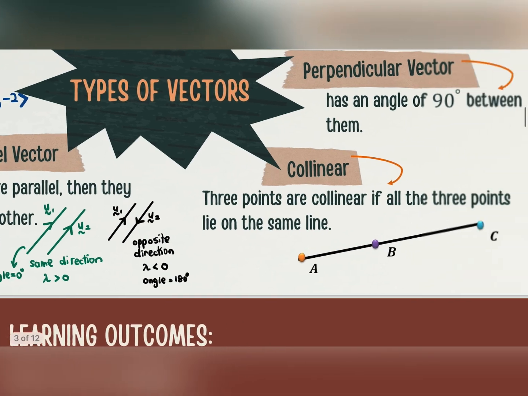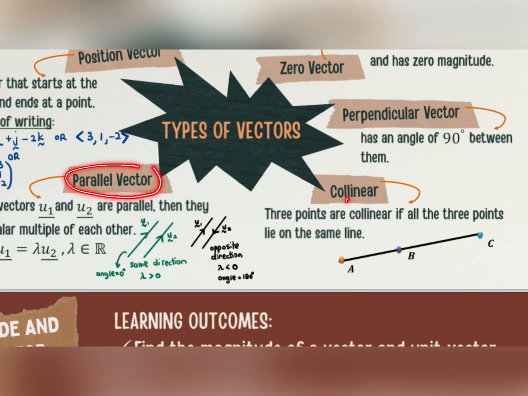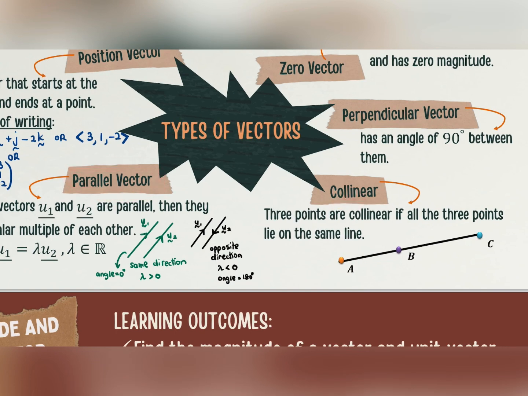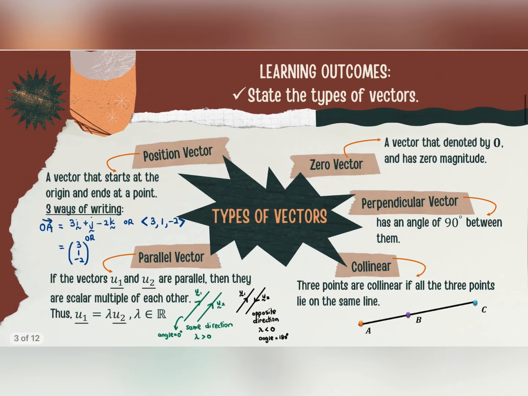Another one type of vector is known as a collinear vector. So collinear vector, apa maksud dia? 3 points are collinear if all the 3 points lie on the same line. So collinear ni sebenarnya dia lebih kurang juga definition dengan parallel vector. Tetapi collinear ini dia merujuk kepada those points lie on the same line. Dia berada dalam line yang sama. Okay, so kalau ada line yang sama, kita akan panggil dia sebagai collinear lah. Okay, so these are 5 types of vector that you need to know.